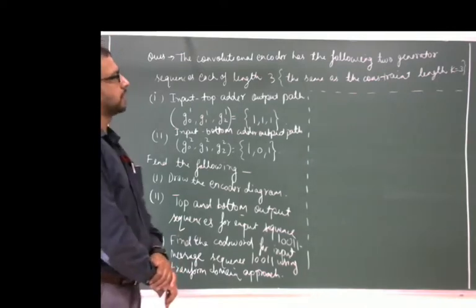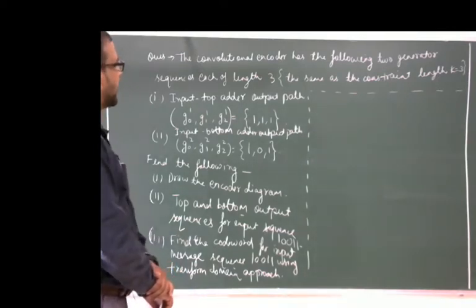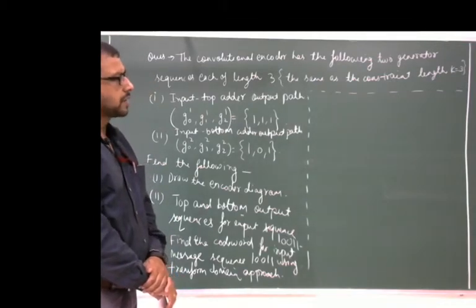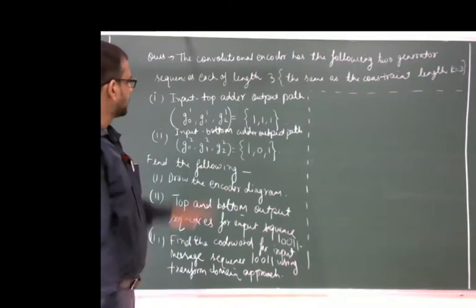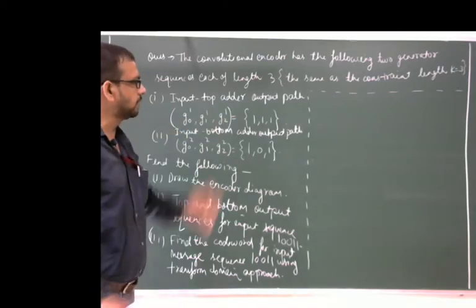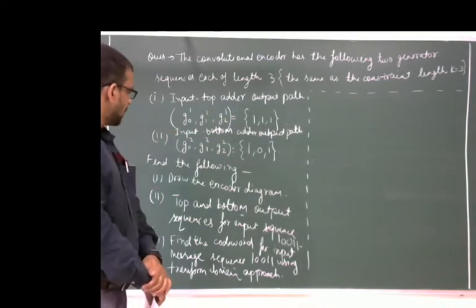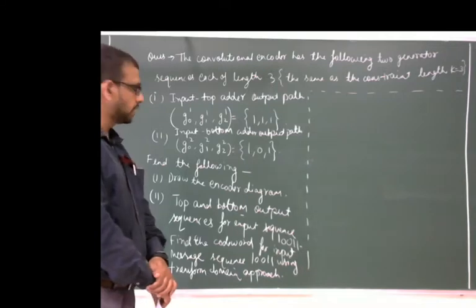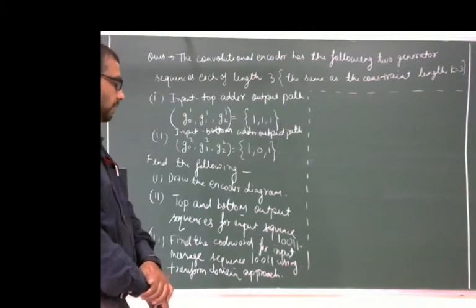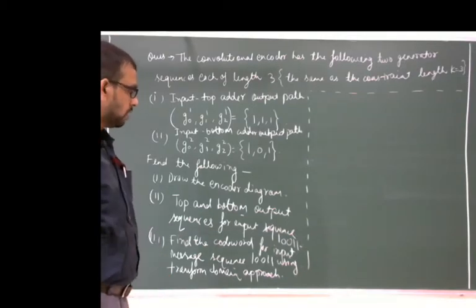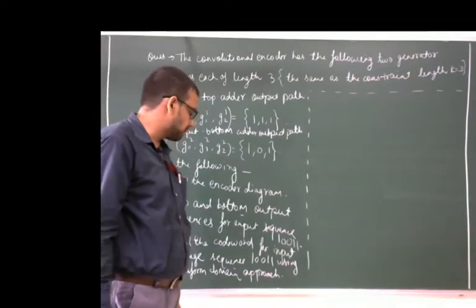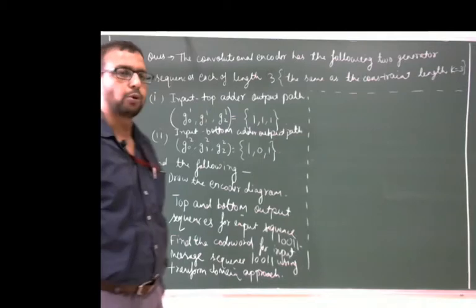The convolutional encoder has the following two generator sequences, each of length 3, the same as the constraint length, that is K is equal to 3, and these are the generating sequences, the first one and second one, represented by 111 and 101. Now we have to find the following. The first one is to draw the encoder diagram. Second one is the top and bottom output sequence for the input sequence 10011. And last, find the code word for input message sequence 10011 using the transfer domain approach.